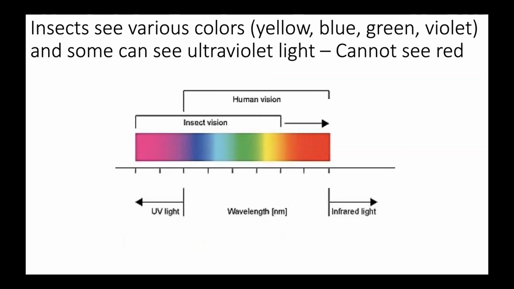And that's why we do have different sticky traps or types of traps. So like, bees will prefer yellow or blue or white. Fungus gnats and those other ones, in greenhouses, they like the yellow. They can also see green and violet, some of them, and some can even see ultraviolet light. But what they can't see is red. So we use that to our advantage.